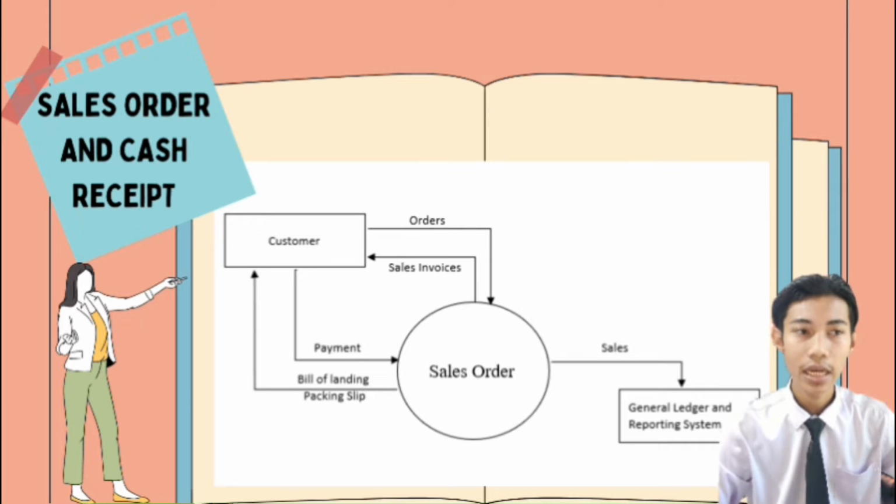Next, we have the context diagram. The first transaction is the customer makes an order to the cashier, and the cashier will give the invoice. After getting the invoice, the customer will pay for the good and the cashier will ship the good to the customer. And after that, we will record the sale report to the general ledger and reporting system.